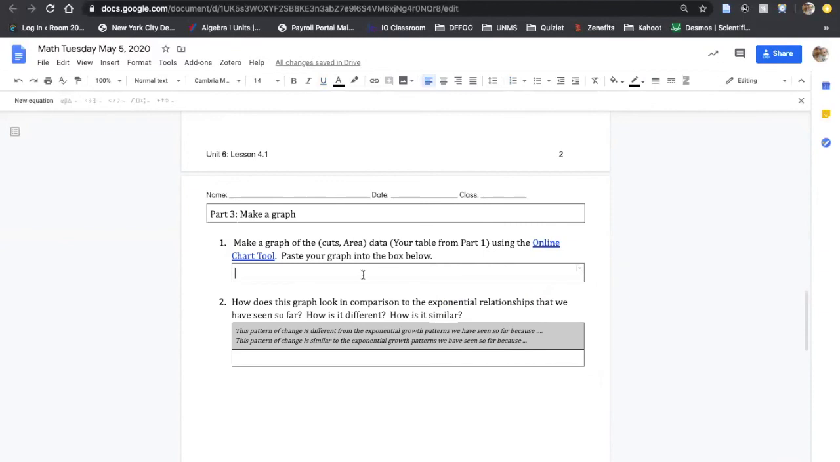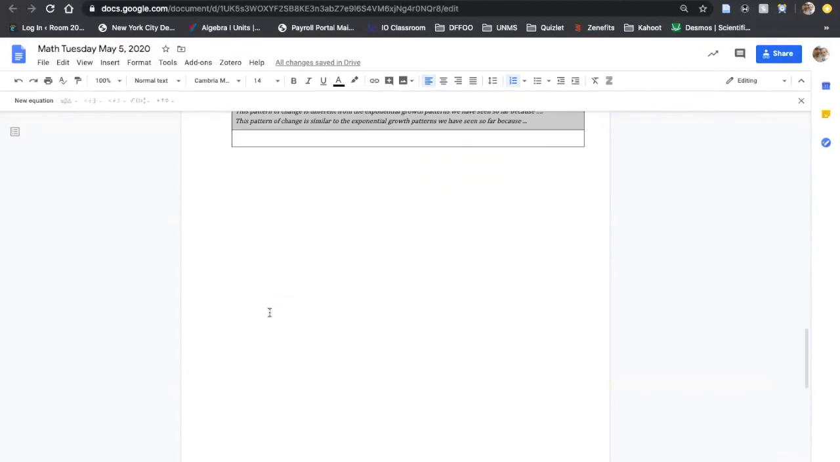Also, try your best to copy and paste the image directly into your document. That works a lot easier than emailing it to me. If you're having trouble copying and pasting it in, come to the Zoom session and you can share your screen with me. I can help walk you through the process. It's not that difficult. Then you're going to answer question number 2, and that's it for the task.